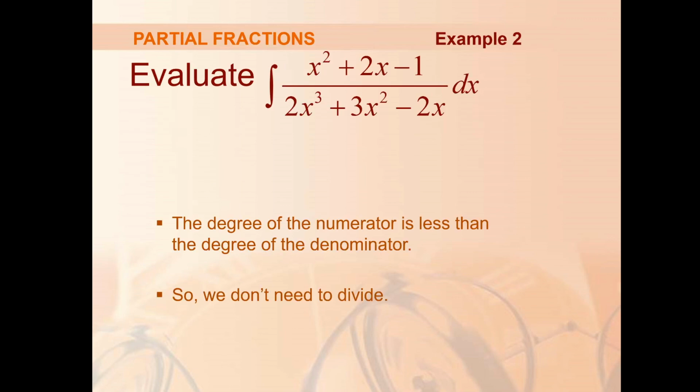Now let's try one example like this. We have x squared plus 2x minus 1 all over 2x to the power of 3 plus 3x squared minus 2x. You may notice that the degree on the top is less than the degree on the bottom.